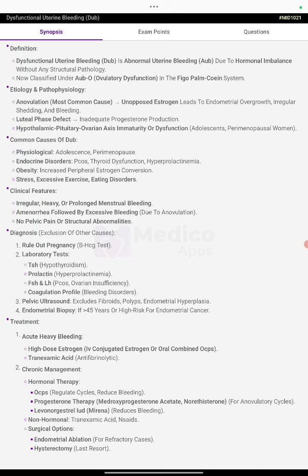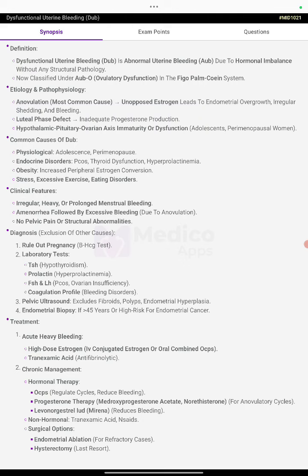Luteal phase defect: inadequate progesterone production. Hypothalamic-pituitary-ovarian axis immaturity or dysfunction occurs in adolescence and in perimenopausal women. Common causes are physiological, adolescence and perimenopause, and endocrine disorders such as PCOS, thyroid dysfunction and hyperprolactinemia. Others include obesity with increased peripheral estrogen conversion, stress, excessive exercise and eating disorders.